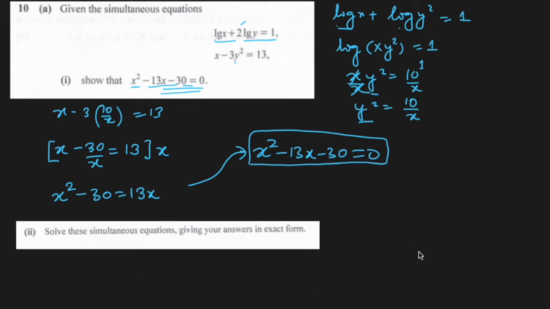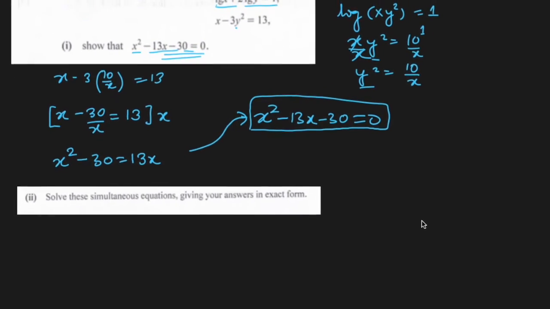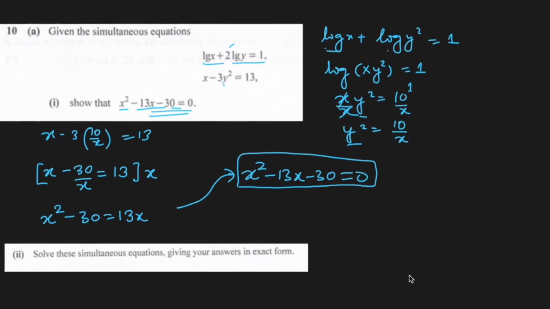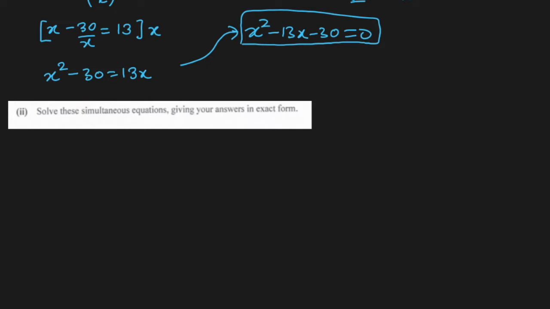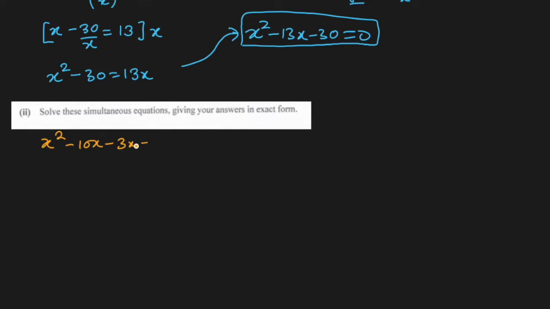Let's see what the second part is. The second part says solve these simultaneous equations giving your answer in exact form. Since we have already combined the two simultaneous equations and got this quadratic equation, we can solve it now. I will use the factoring method. X square minus 30 is divided into 10 and 3, so minus 10x minus 3x, nope, it will not work. So we'll have to change the numbers. 10 and 3 is not working, so 15 times 2 is also 30, so 15x plus 2x minus 30.